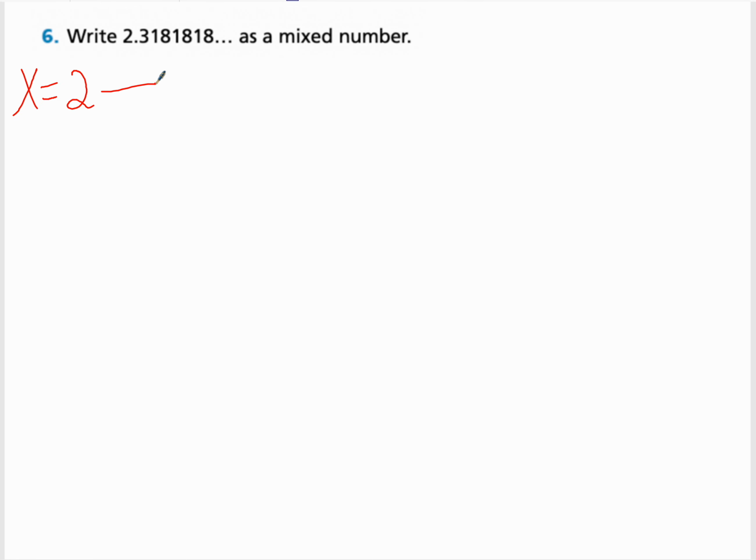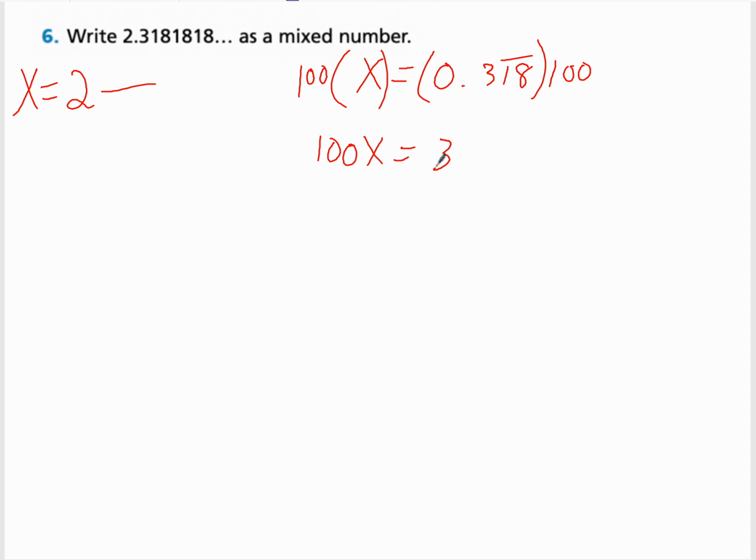Okay? So as we solve for x, we're gonna say x equals 0.318 repeating. What am I multiplying by? 100, good. So 100x equals 31.818 repeating.